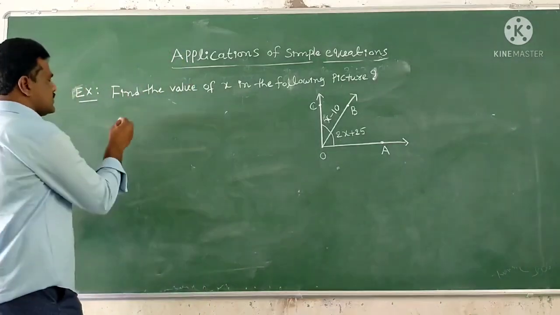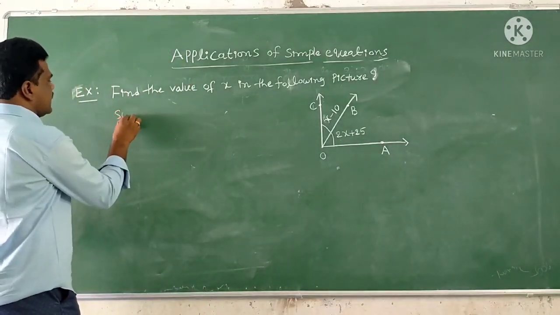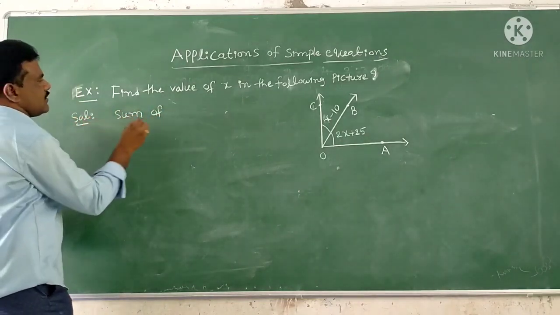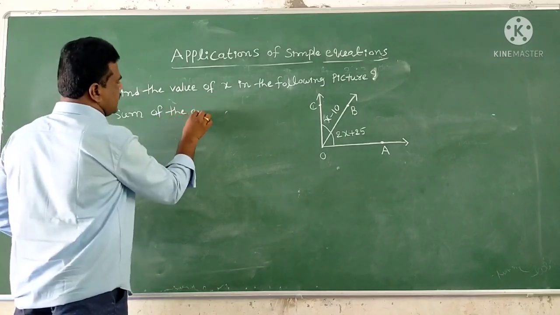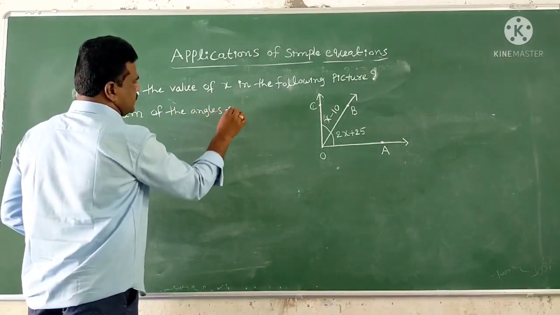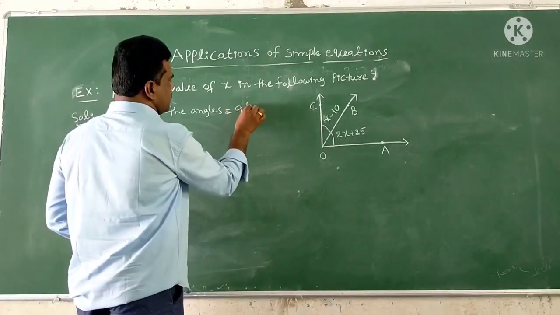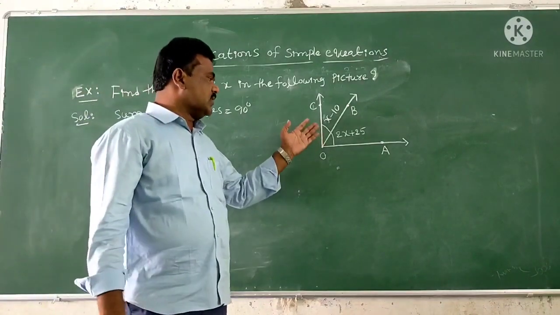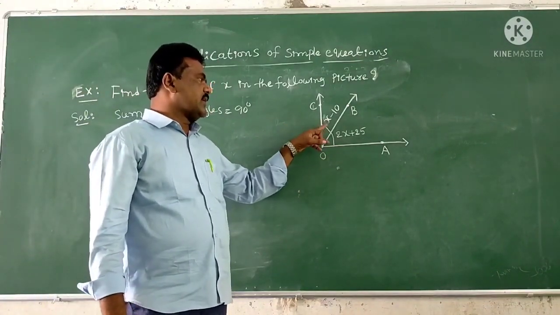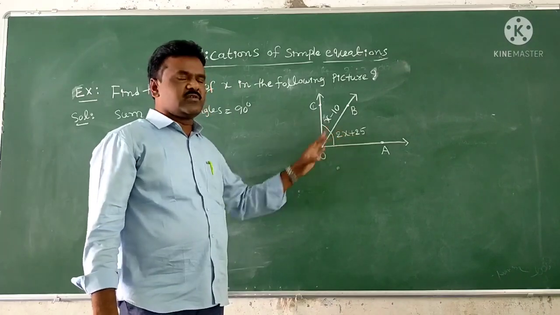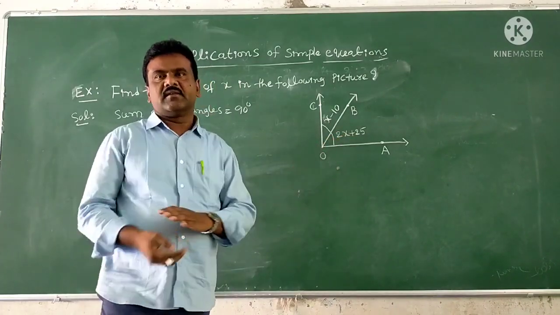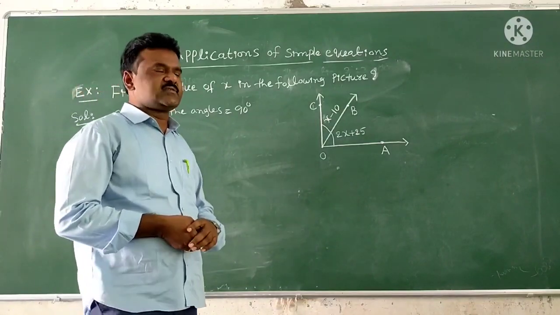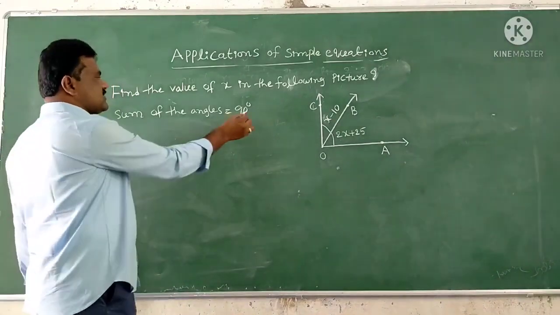So, the sum of the angles is equal to 90 degrees. Why is the sum of the angles 90 degrees? Because in the given picture, two angles x minus 10 and 2x plus 25 form a right angle. What is the value of a right angle? The value of a right angle is 90 degrees. So, the sum of the angles is 90 degrees.